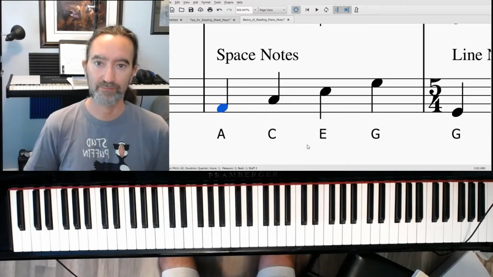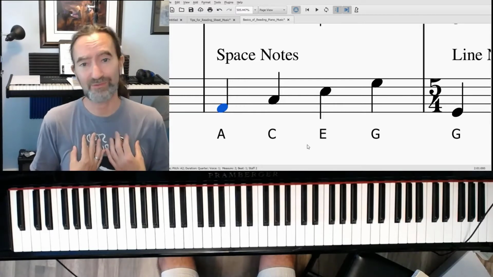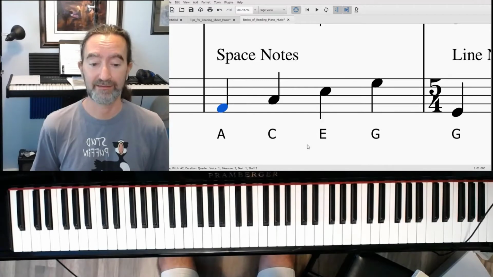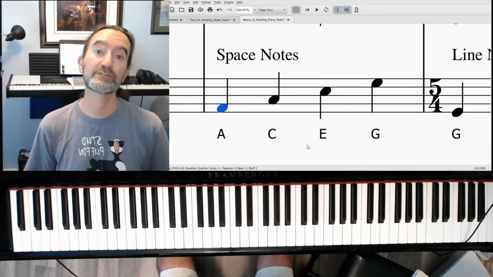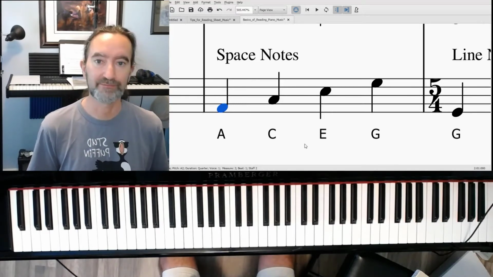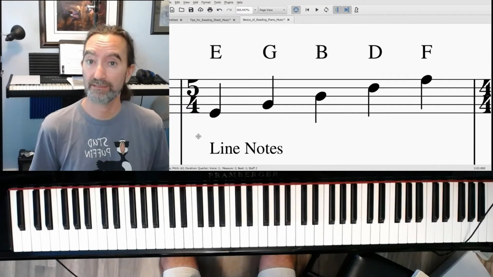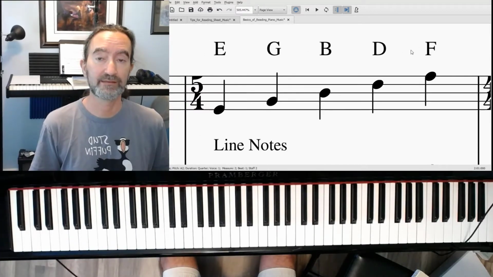Now, you're not going to remember these in just one day. Well, you might. If you're like me, it's going to take a while. But if you do this every day, you will start to remember where these notes are in relation to where they are on the staff. There's also tricks for the line notes. You can do the same thing. Come up with a sentence.